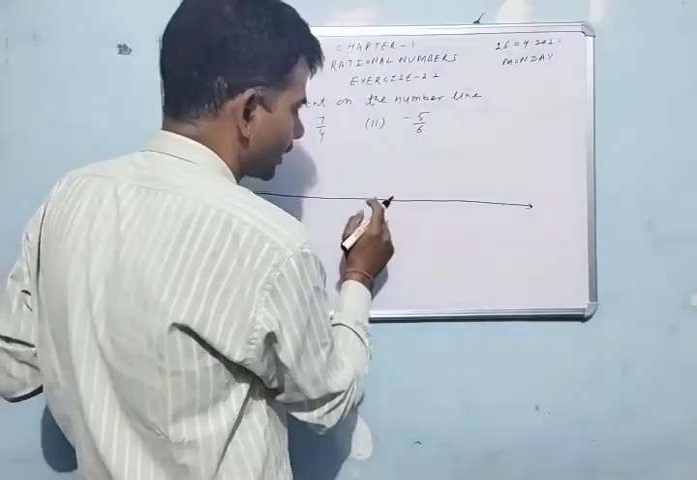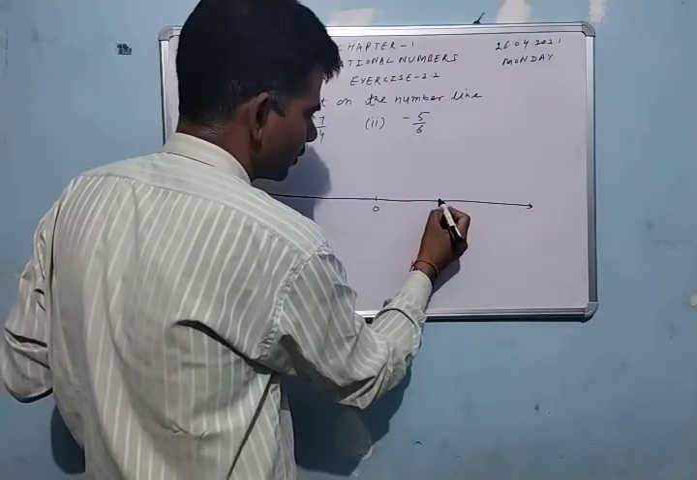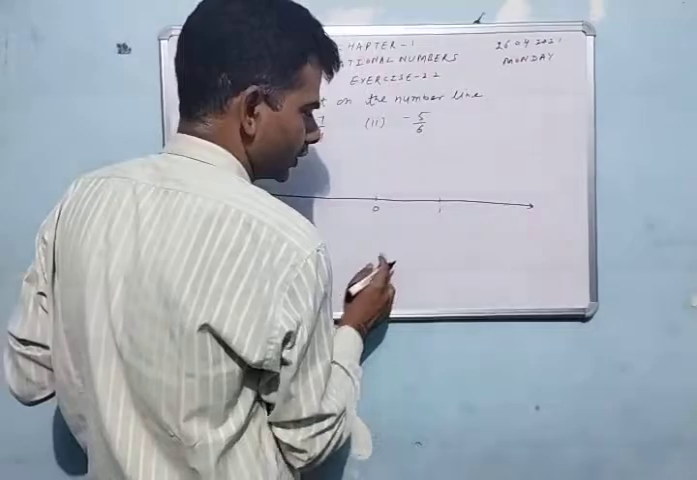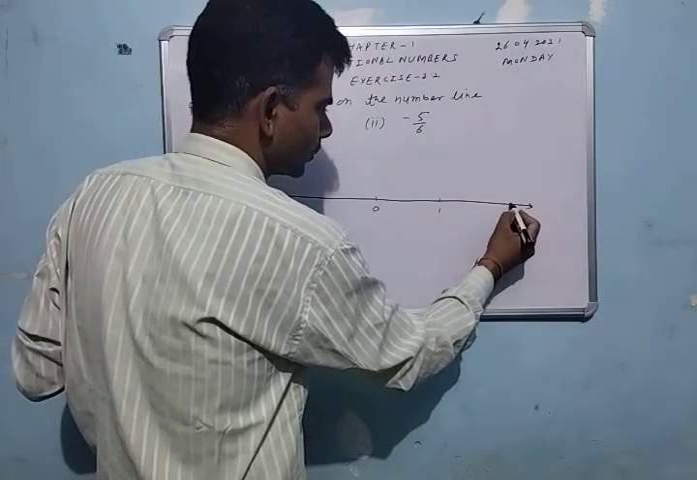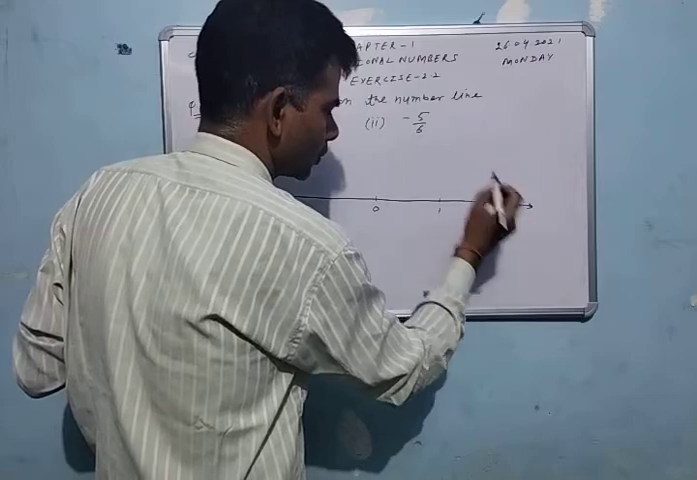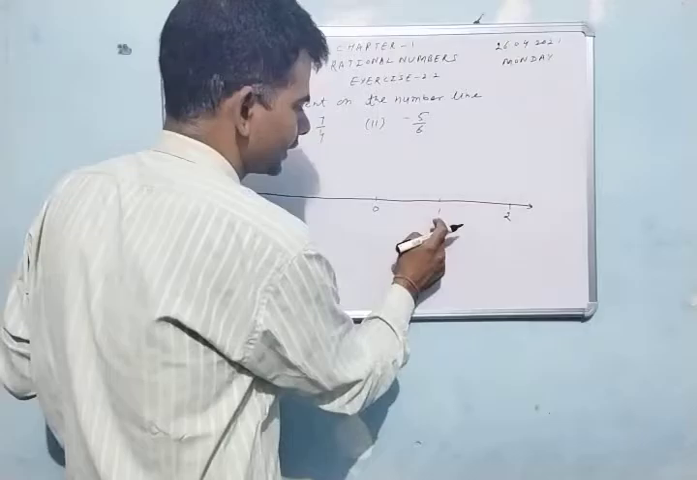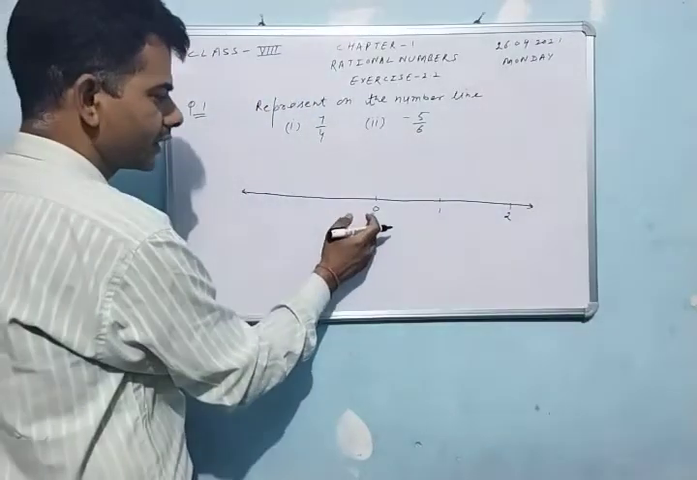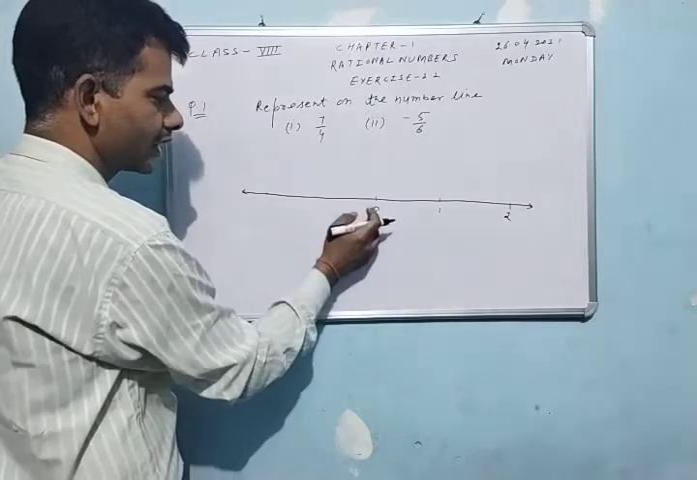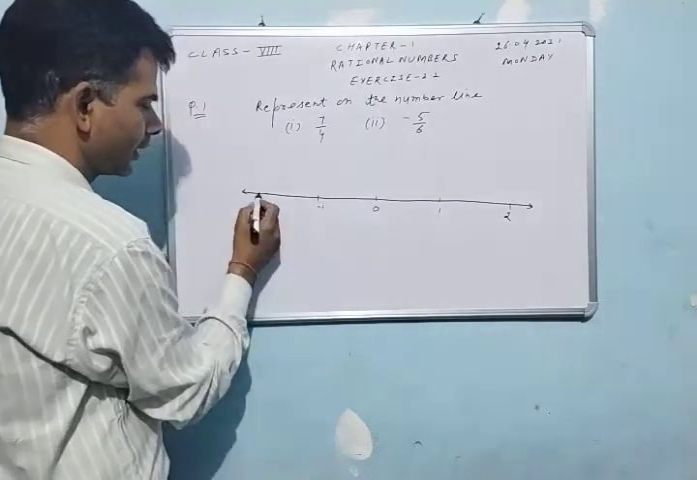Now students, at equal distance from 0 we mark 1 on the positive side, and then 2. Students, the distance should be equal: the distance from 0 to 1 and from 1 to 2 should be equal. In the same way, on the left hand side we will take -1 and then -2.